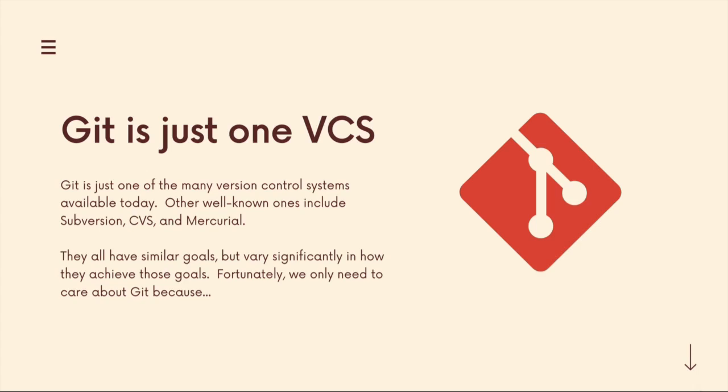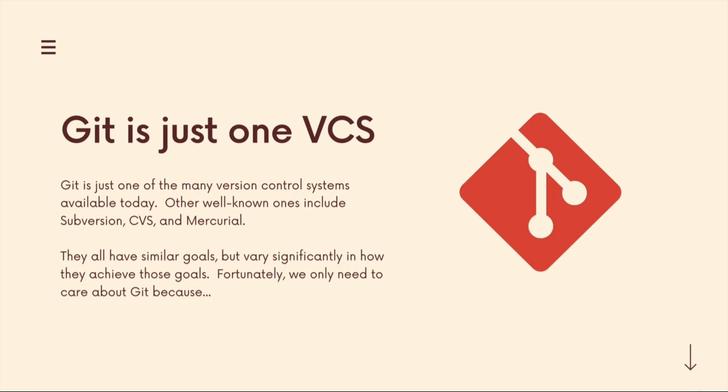Over the years, they've kind of come and gone, but some of the more well-known ones include Subversion, CVS, and Mercurial, and they all have similar goals of helping developers or helping users track changes to projects over time, but they do have significant differences in how they operate, the syntax, and how they achieve those goals.